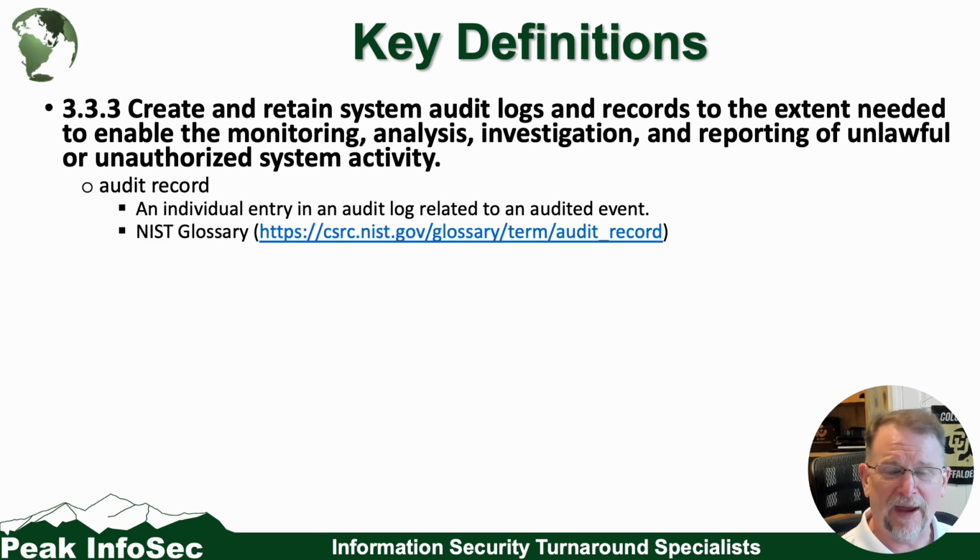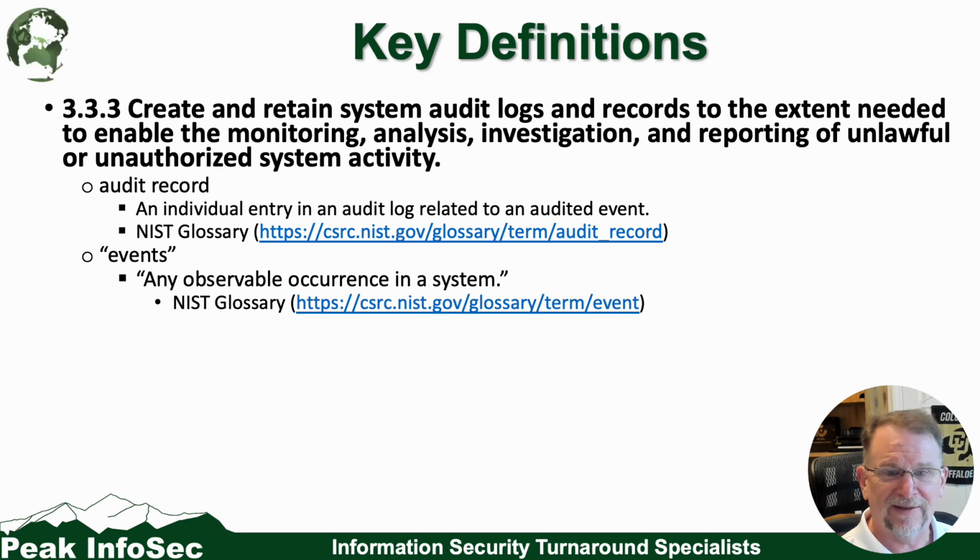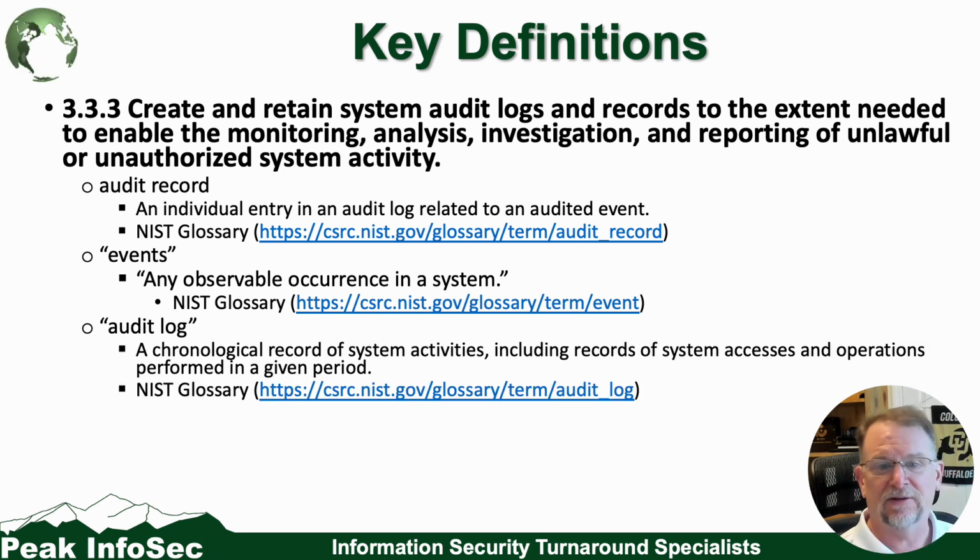Well, right off the bat, what is an audit record? An audit record is an entry in an audit log related to an audited event. Gotta love NIST. They love circular definitions. They don't define things. So let's go figure out what an event is. Well, an event is an observable occurrence in a system. Okay, I log in. That's an observable event. It now is an audit record, which then gets us to audit log.